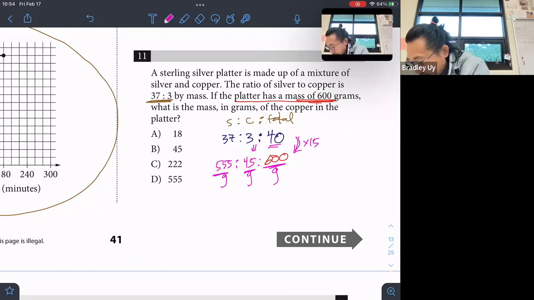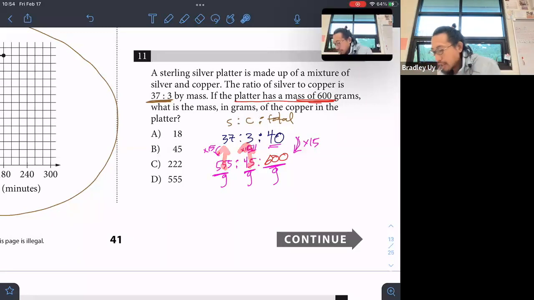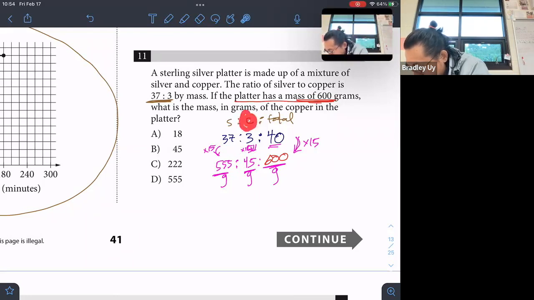How do we know that? Because we multiplied both of these by 15. And we could just as easily take these numbers and divide by 15, and they would reduce to 3. 45 over 555 would reduce to 3 over 37. So they maintain the same ratio. They're asking for copper, and that would be 45 grams. The right answer is B.